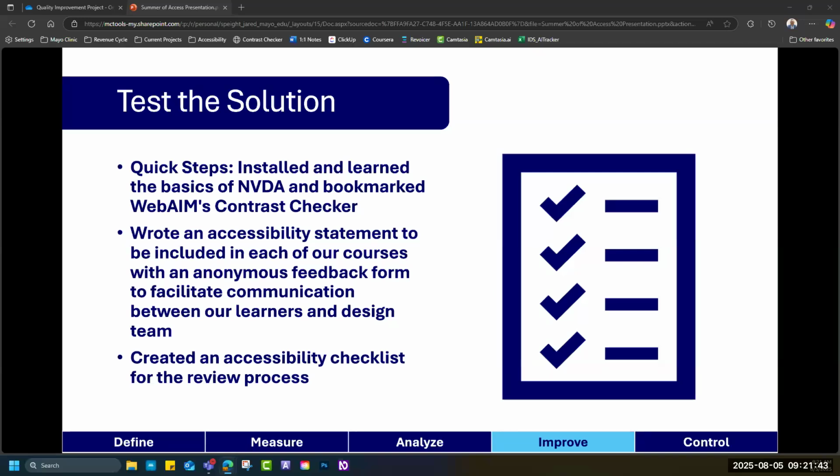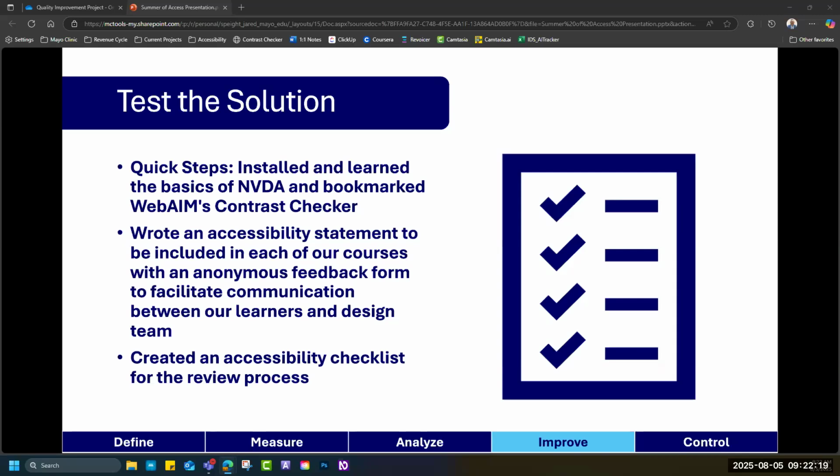The first thing that we looked at was installing and learning the basics of NVDA. I can tell you that was a real interesting experience for me starting off, and whether you have or haven't used it, I certainly suggest going through that. And also bookmarking the WebAIM contrast checker, because you think, well, that seems like a pretty good contrast, but when you actually put the numbers to it, it really does give you a much better indication of if it's accessible or not.